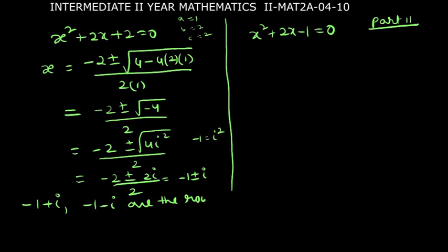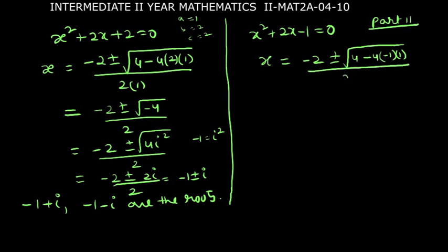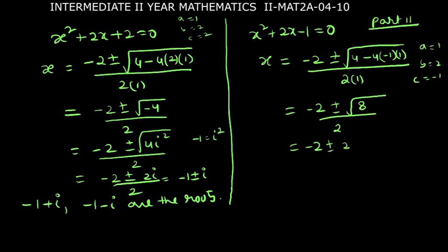Is it not? Similarly, you also observe this quadratic equation. What are the roots here? x is equal to -2 plus or minus under root b square minus 4 into 1 into 1, by 2 into 1. What is a here? 1. b is equal to 2. c is equal to -1. So this is equal to -2 plus or minus under root 4 plus 4 is 8, by 2. This is -2 plus or minus 2 root 2 by 2, which is equal to -1 plus or minus root 2. So -1 plus root 2 and -1 minus root 2 are the roots.